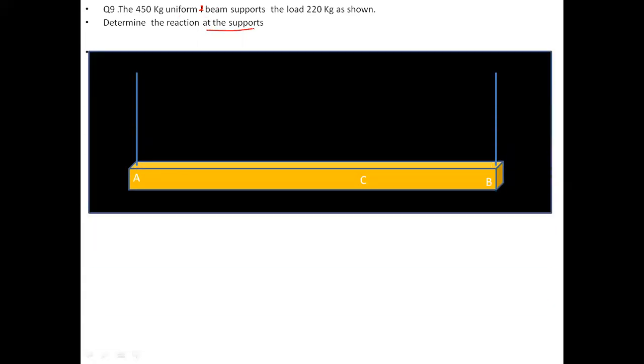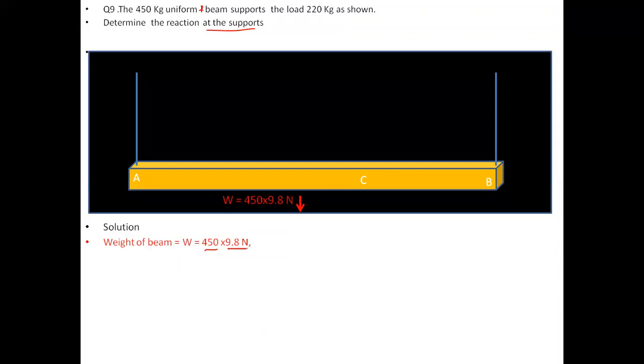Moving on to the last question, it says a 415 kilogram uniform beam supports the load of 220 kilogram as shown. Determine the reaction at the support. We have to determine the reaction. For this part, this is point A and this is point B. The solution: the weight of the beam we have to calculate because the mass is given. We have to multiply it by the value of g, which is 9.8, to get it in newtons.